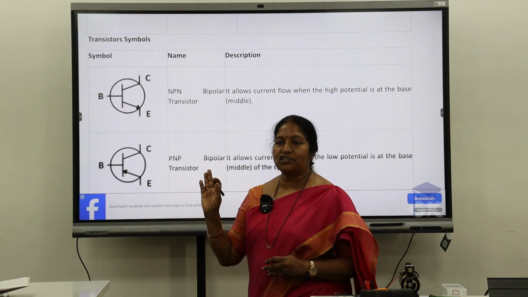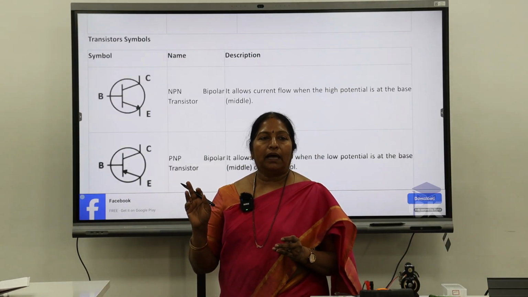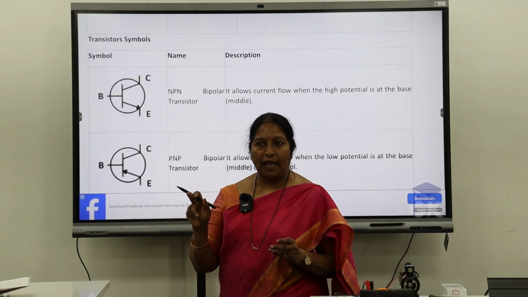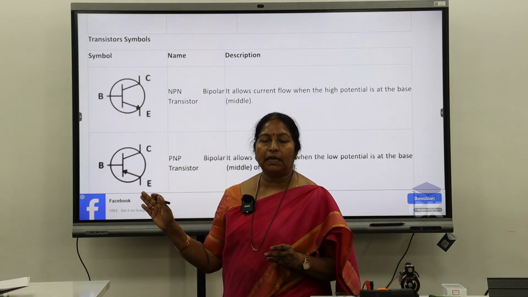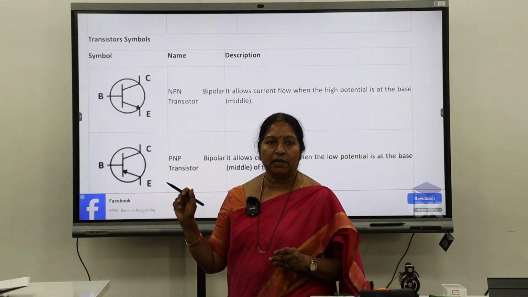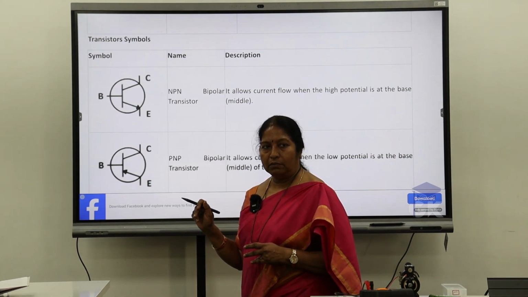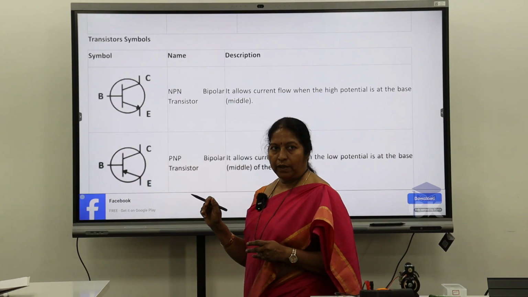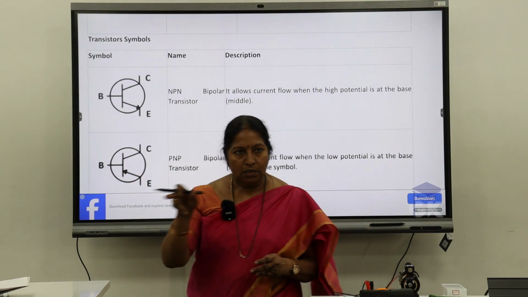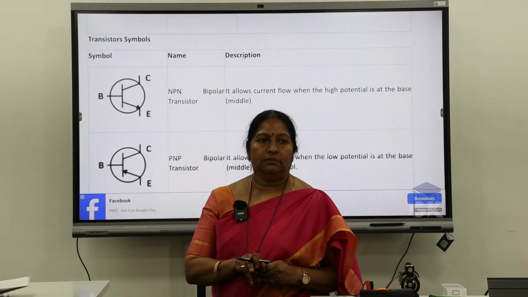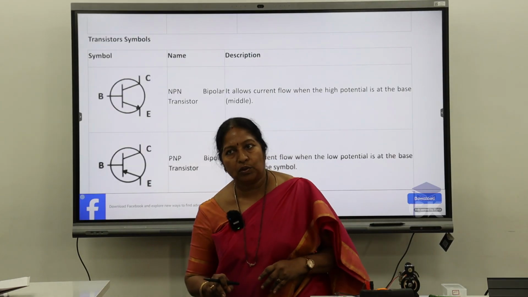I'll show the construction and I'll explain. You remember this. Whenever the direction of the arrow in a transistor symbol is out of the emitter terminal, it is an NPN transistor. NPN because current flows away from the emitter terminal. Okay. In a PNP transistor, current flows into the emitter terminal. Got it?